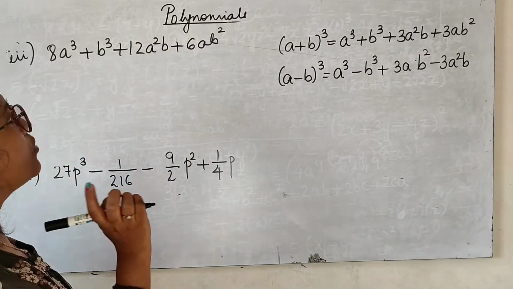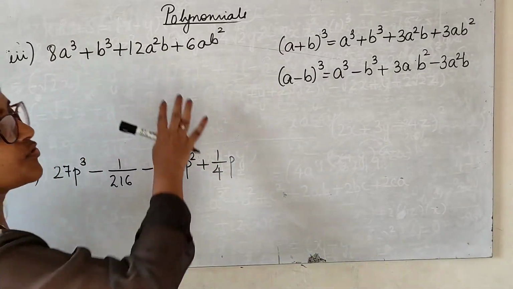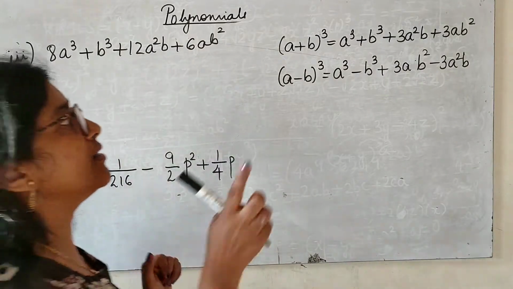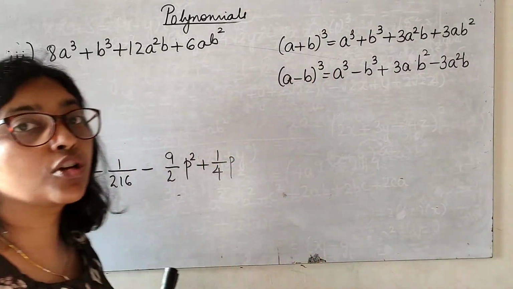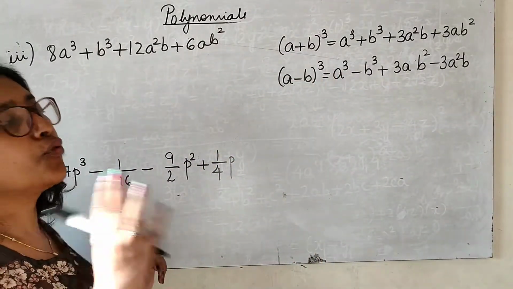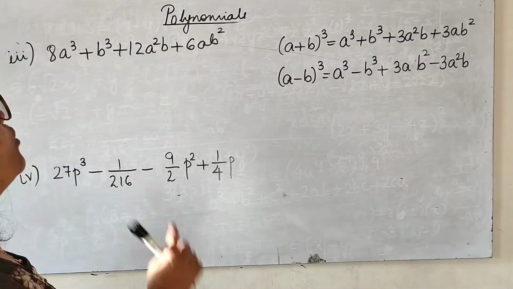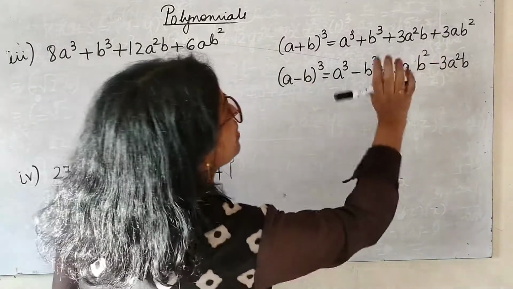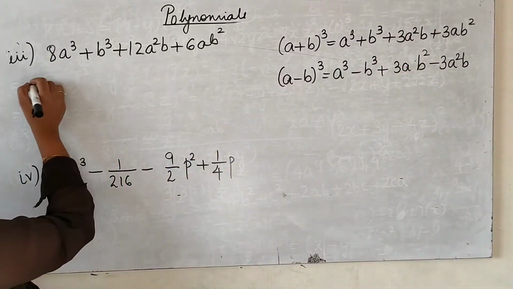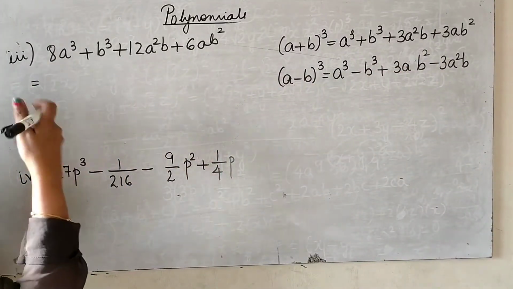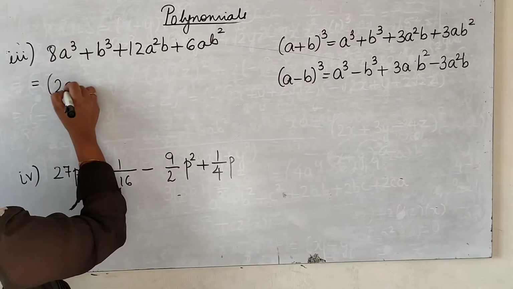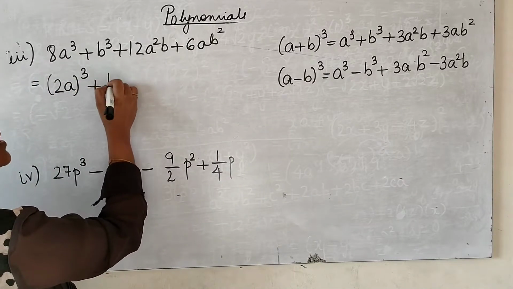Okay. So now let's check the first one. Because it has 4 terms, what strikes my mind is the formula of a plus b the whole cube. Besides having 4 terms, a cube is also visible here. That's why. Now all are having plus, so it should be this. So let me try to write in this form. First I have to write 8 as a cube, which is 2a the whole cube plus b cube.